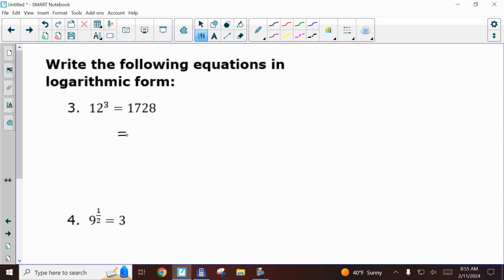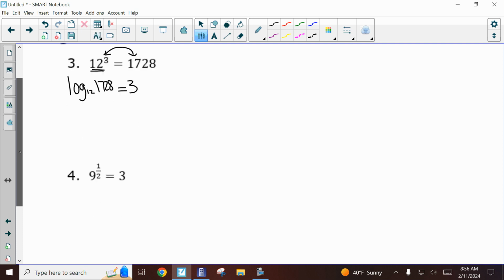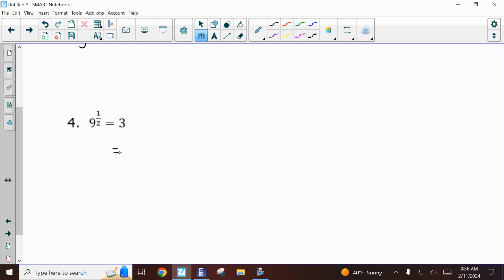So this stuff works kind of the same way. You'll notice that the base is 12, and the base is the one that has the exponent on it, so that's where the log's got to go. And because the base is 12, that's the base of your log. Then these two just flip-flop. So we have 17.8 and then 3. Next one, base is 9, so that makes this a log of base 9, and then these two flip-flop. So 3 goes here, and then 1/2 goes over here.